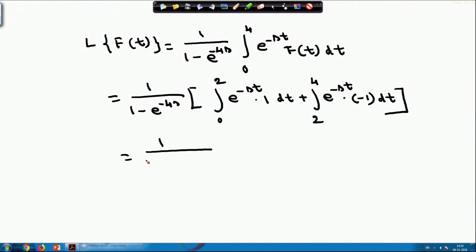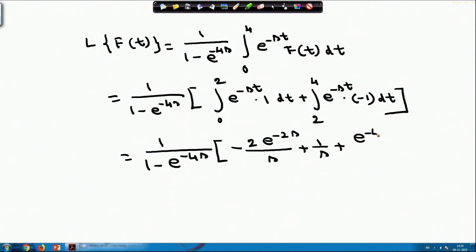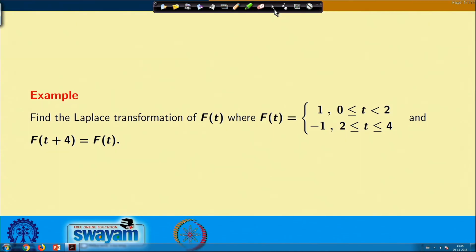I am just writing the final result: 1 by 1 minus e power minus 4s into 1 minus 2 e power minus 2s by s plus 1 by s plus e power minus 4s by s. So, this gives the result. Please calculate the value of the integrals and check whether it is proper or not. So, let us come back to this again.